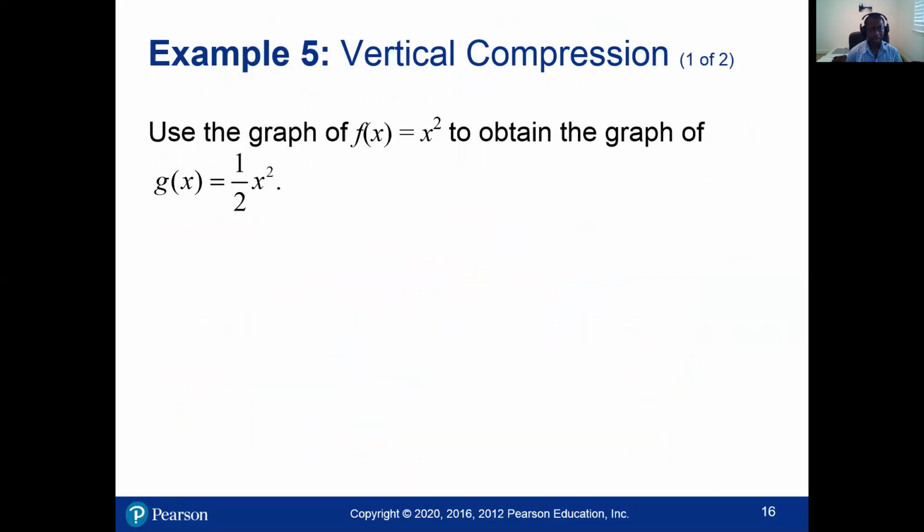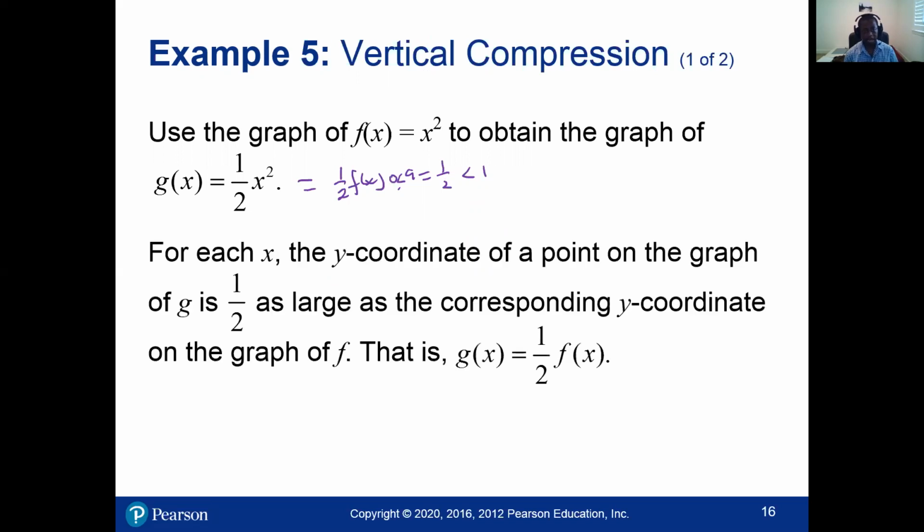Okay, it says use the graph of f of x, which is x squared, to obtain. Now you see that in this problem, they gave you the basic function. And so if you have g of x, which is equal to 1/2 times x squared. Now notice that the 1/2 is outside the function. So you can see this as 1/2 times f of x. So in this case, your a, according to the definition, is 1/2, which is less than 1 and is greater than 0.